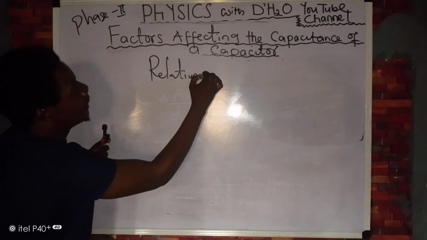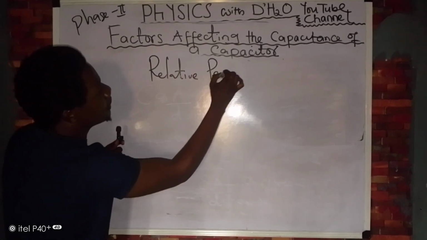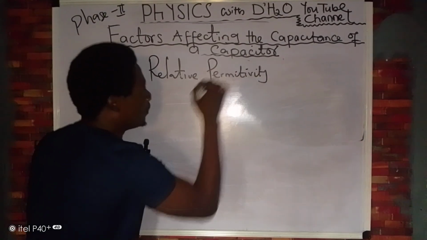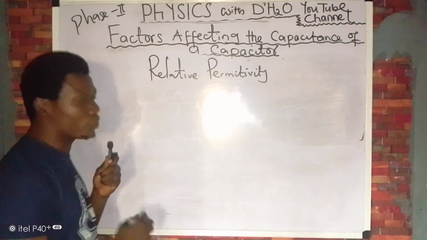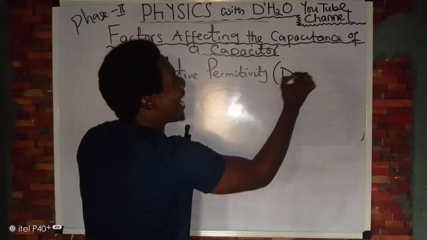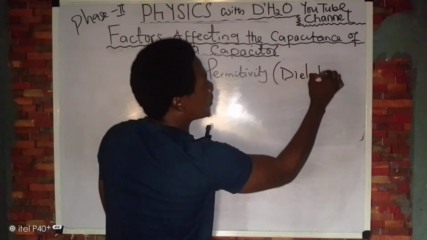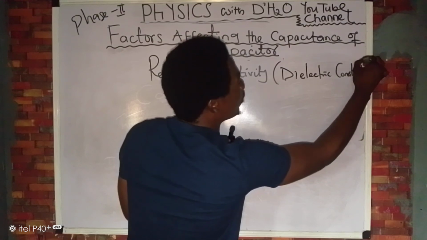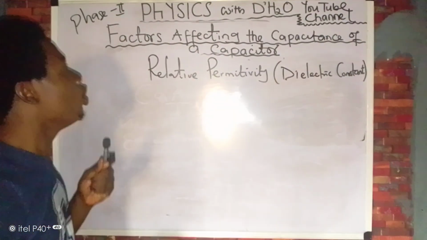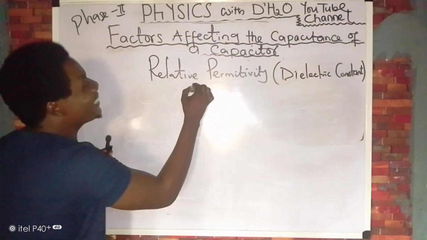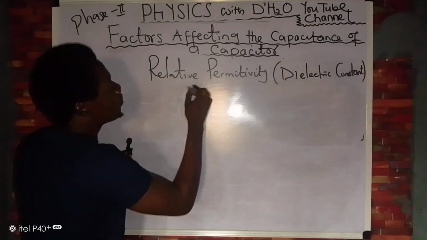Let's talk about relative permittivity. Please, I want this to be noted down. Take your book and your pen and note this down. Relative permittivity is also called dielectric constant. So whenever you hear dielectric constant, know that it's referring to relative permittivity.